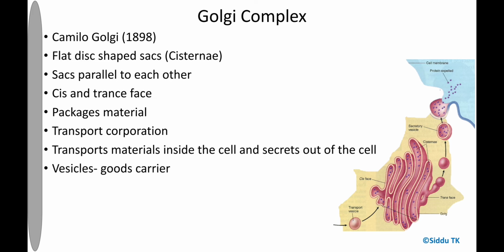The main function of Golgi is modification of proteins and packaging them. It acts as a transport corporation, takes proteins from rough endoplasmic reticulum, modifies them and sends these modified proteins to other parts of the cell. Vesicles act as goods carrier vehicles.